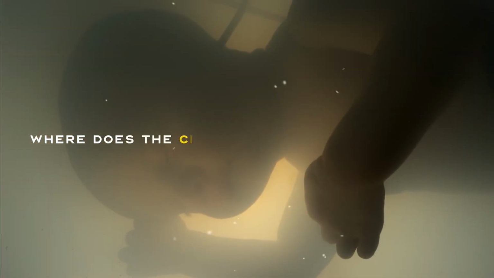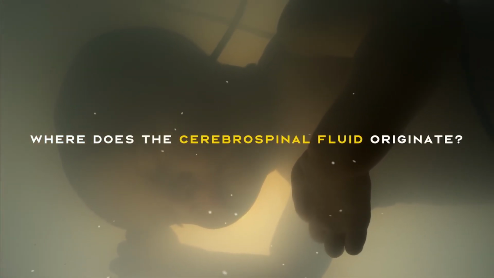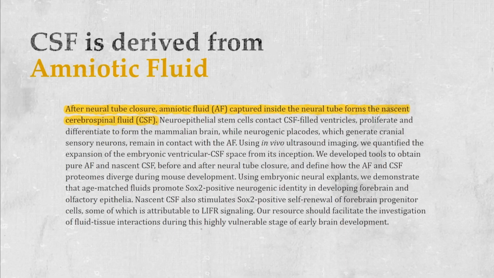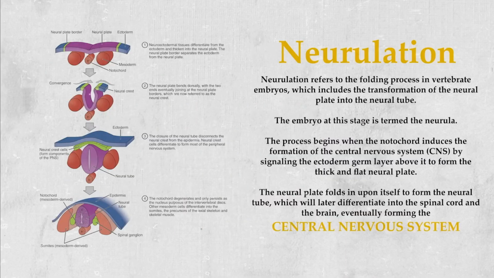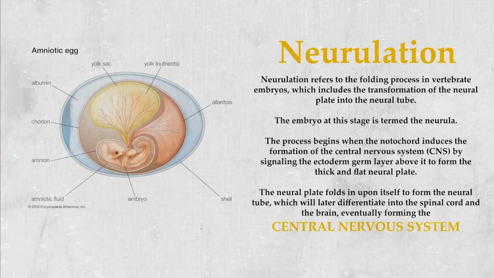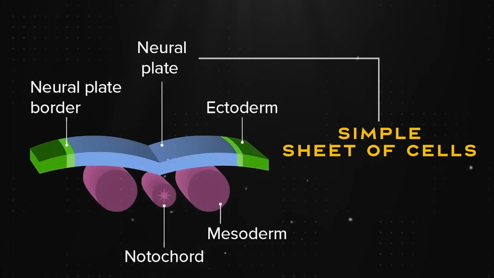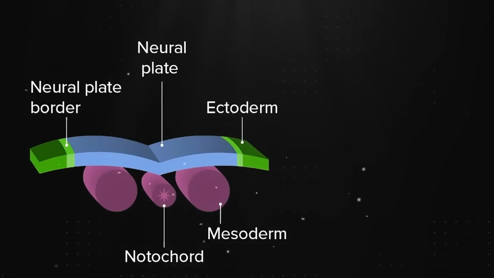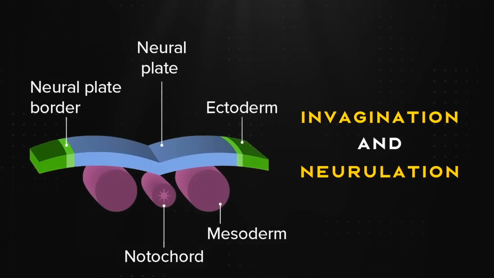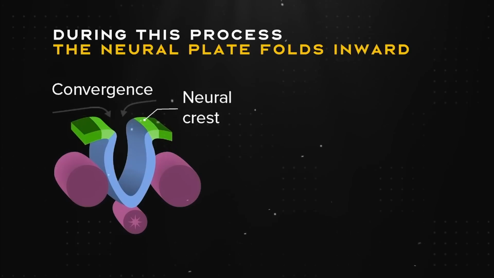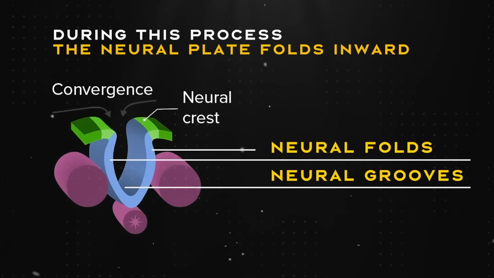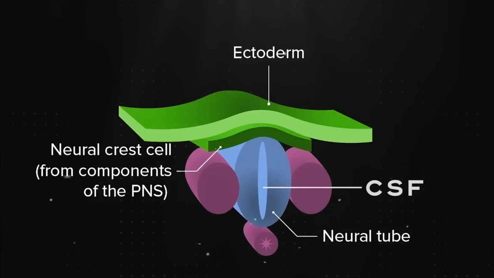So, where does the cerebrospinal fluid originate? Interestingly, it is derived from amniotic fluid through a process known as neurulation. Initially, in the embryonic stage, we start as a simple sheet of cells, as depicted in the image. Within this sheet, there's a specific area called the neural plate, which is a group of cells that undergo a process of invagination and neurulation. During this process, the neural plate folds inward, creating what are known as the neural grooves and neural folds. These folds eventually merge together.